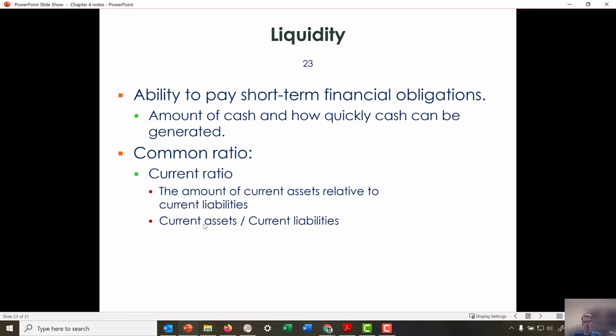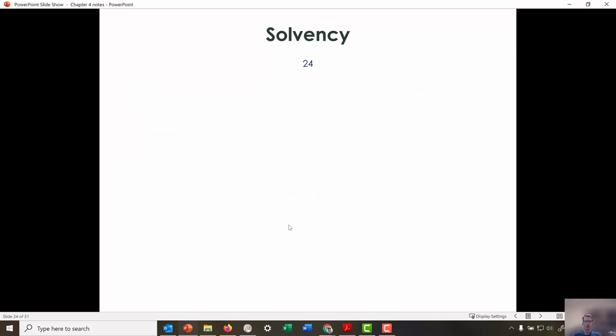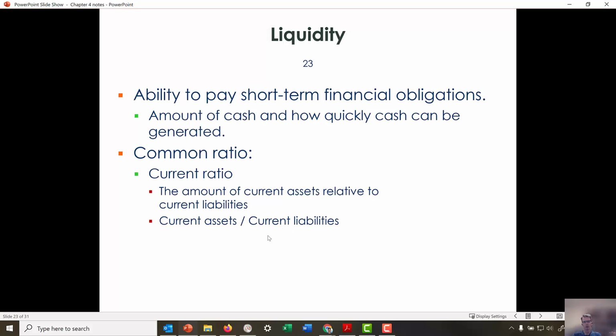So when we look at this ratio, we're looking at how much the company is going to have available to pay bills relative to what's going to be due. And all else equal, the bigger the ratio, the more liquid the company is. So the more current assets we have relative to current liabilities, the more liquid the company is.